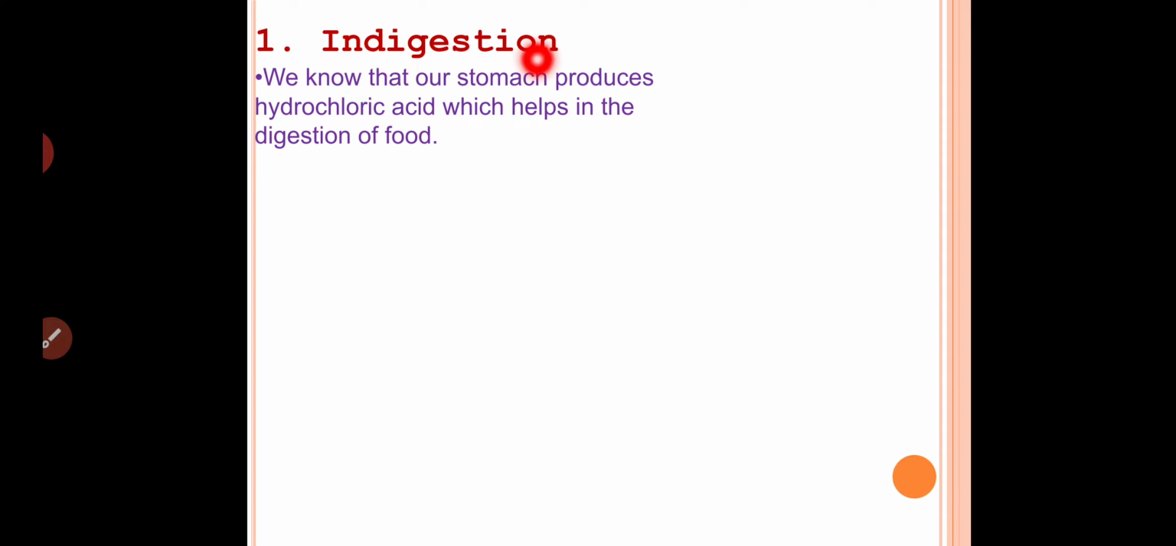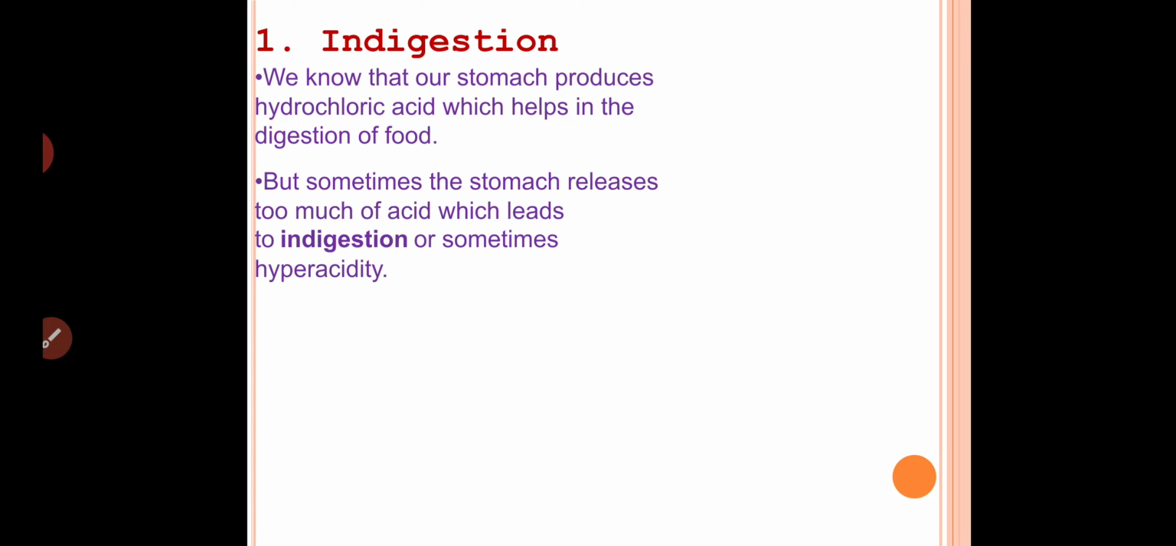Indigestion means sometimes we are eating food and it does not digest properly in our stomach, right? We know that our stomach produces hydrochloric acid which helps in the digestion of food, right? In the last class, last year, we studied how the digestion process goes on in our stomach, mouth, and esophagus, everywhere, right? But sometimes the stomach releases too much acid, which leads to indigestion or sometimes hyperacidity.